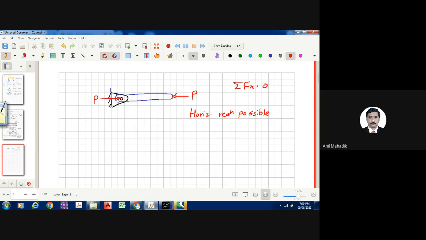As horizontal reaction is possible, will it move this? Will the rod move to the left side? Will it move? No, sir. That means I can say horizontal displacement is absent. Right. Now, let's say we have a load. Now it is an unstable structure, but for understanding purposes, let's say I have a load like this, V.